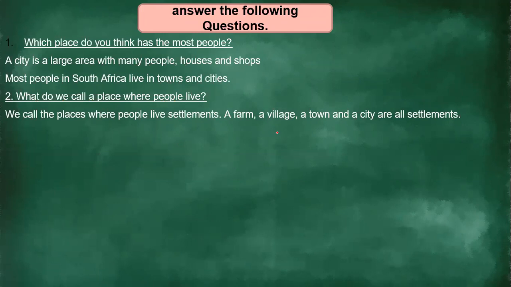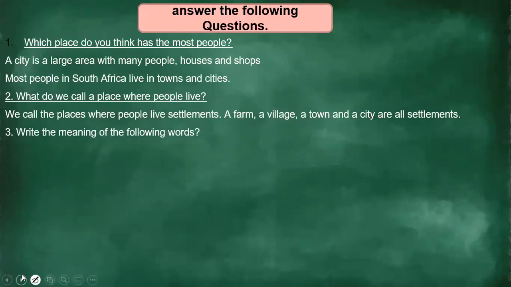So what do we call a place where people live? As Minente said, we call them settlements. A settlement can be a farm, a village, a town, or a city. All in all, they are settlements. Write the meaning of the following words. What is a farm?